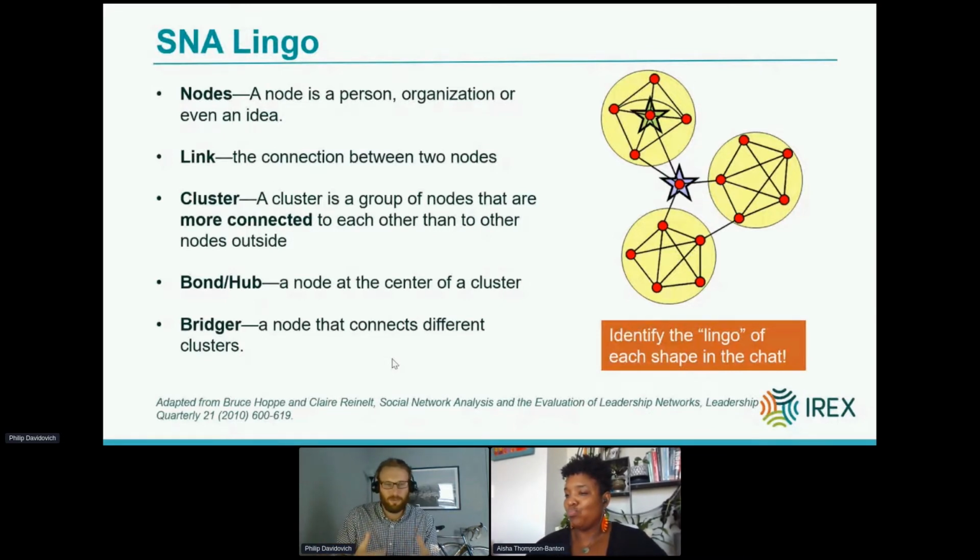I'll go through each one at a time. The first is nodes. A node is a person, organization, or even an idea. A link is the connection between those two nodes.